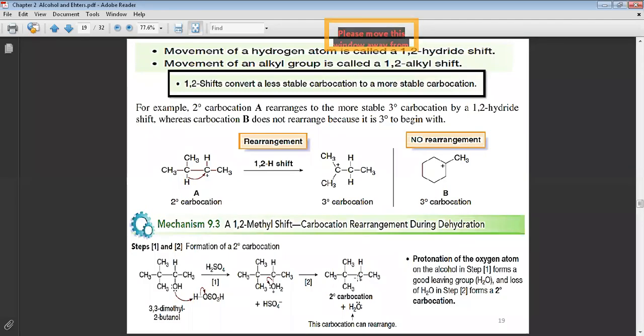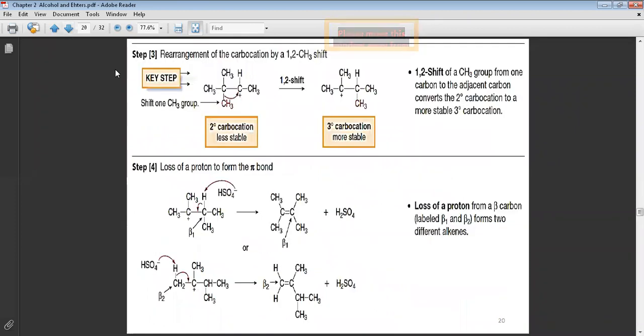Rearrangement, check. 1,2 hydride shift or 1,2 methyl shift? Methyl shift. 1,2 methyl shift, okay? 1,2 shift in general. 1,2 hydride shift, or 1,2 methyl shift. Now, 1,2 methyl shift, it will give you what? More stable carbocation. It is tertiary carbocation.